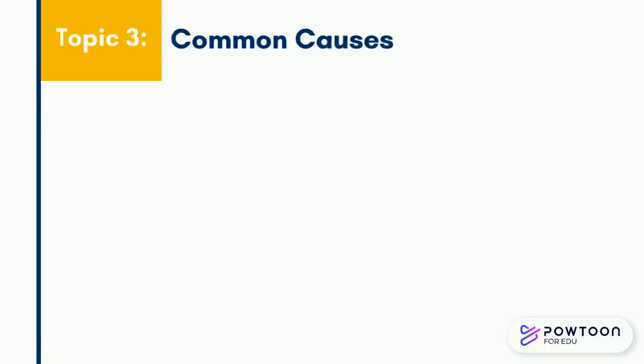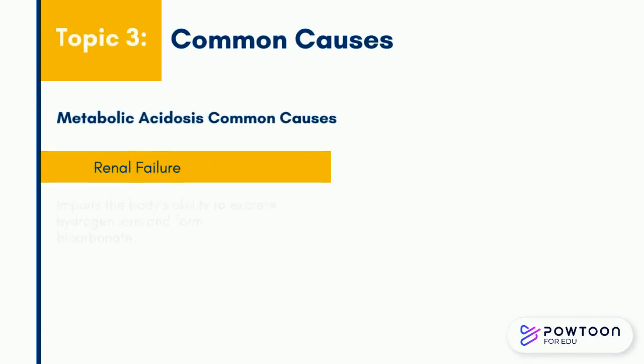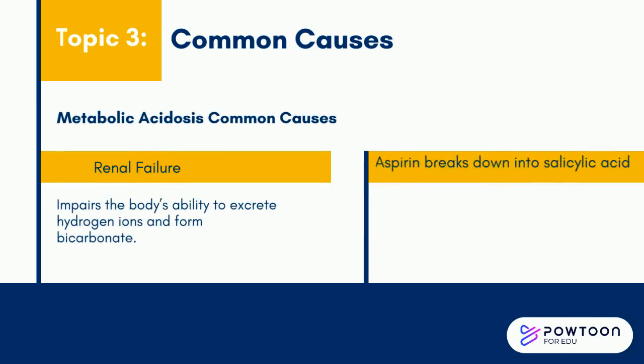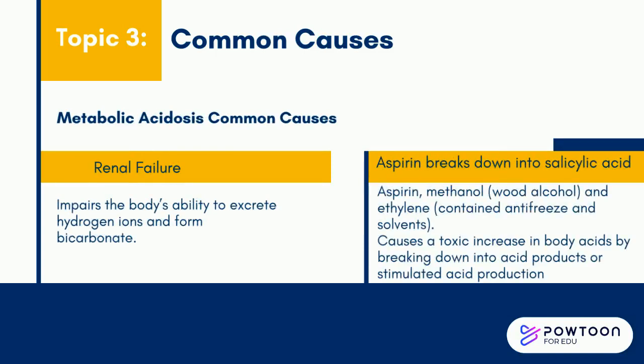With renal failure, the kidneys aren't functioning properly. Remember, the kidneys are responsible for bicarbonate. So if we have an abnormal amount of bicarbonate in the body, you're going to have an increase in hydrogen ions. And that happens in both acute and chronic renal failure, which we talk about more later. And aspirin is basically salicylic acid, and it produces more acids.